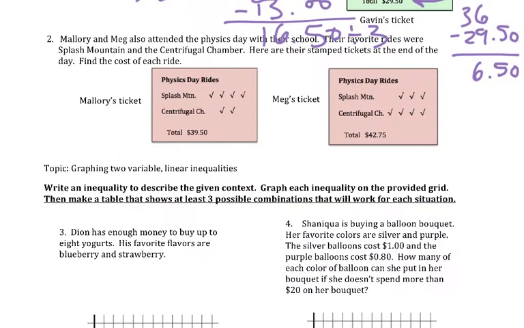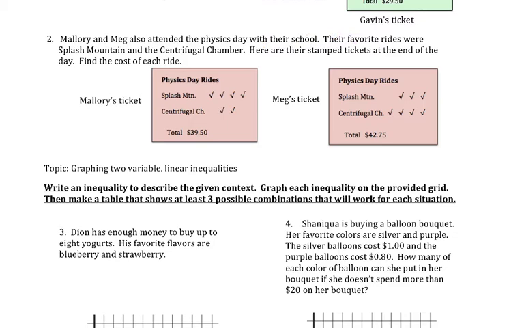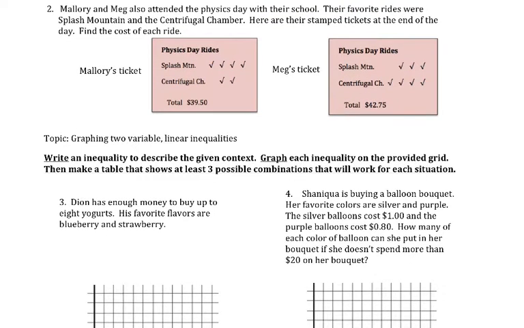Alright, next one. So Mallory and Meg also attended the physics day with their school. Their favorite rides were Splash Mountain and the centrifugal chamber. Here are their stamped tickets at the end of the day. Find the cost of each ride. Okay, so try to do the same kind of thing. We notice we've got 4 and 3, 4 and 2. Okay, so we're going to have to do something a little different here.